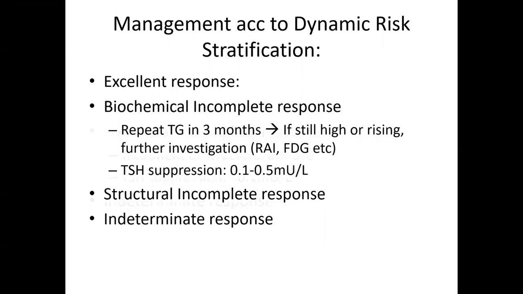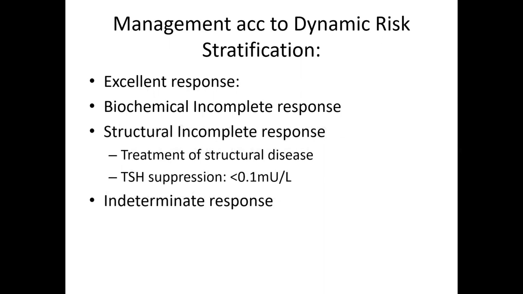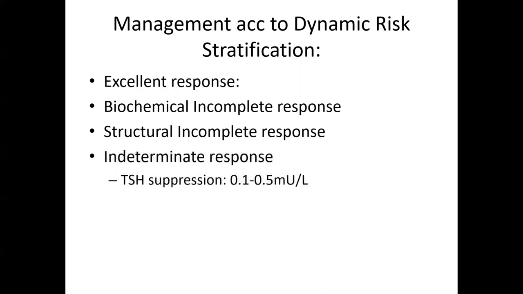For structural incomplete, you have already identified the structural disease, so you should treat it. If it's feasible for surgery, we'll do surgery. If RT is better, we'll do RT, or RAI if the patient has multiple mets. TSH suppression here is like ATA high risk, that is less than 0.1. For indeterminate cases, the TSH suppression goal is between 0.1 to 0.5.